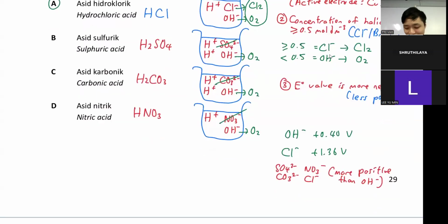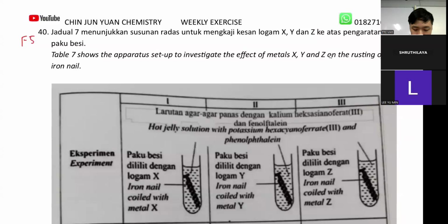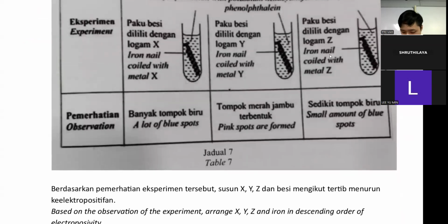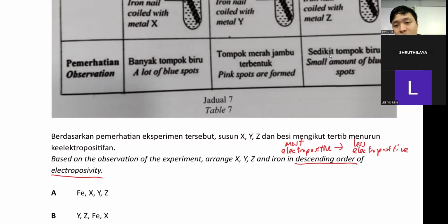Okay, last question, 40. This one is an easy question. Form 5 chapter 1. Arrange X, Y, Z in descending order of electropositivity. Now, descending order means from most electropositive to less electropositive. You know, right? What does it mean by electropositive? Electropositivity means tendency to donate electrons.